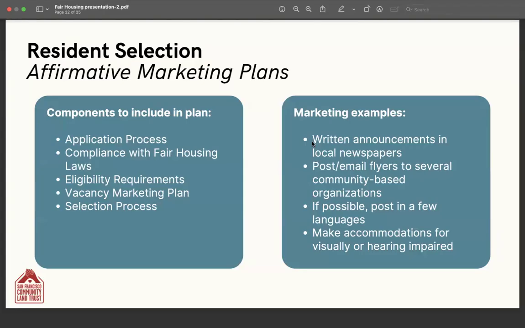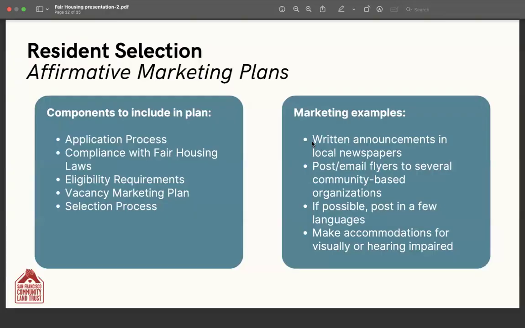And finally, here are some marketing examples to again make sure that your marketing plan is affirmative, that you are reaching as many diverse groups and places as possible. So, a suggestion to include written announcements in local newspapers or other local means of media that make sense. Posting and emailing flyers to several community-based organizations, community centers, places where different people congregate and go to. And if possible, posting your marketing materials in a few languages.